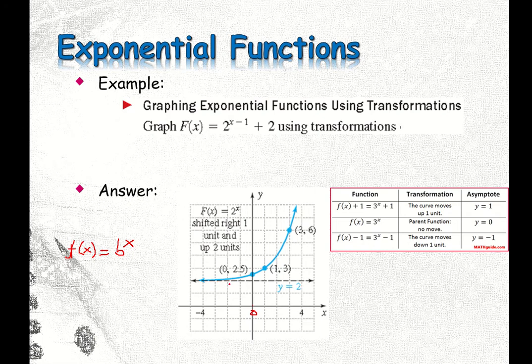In the standard graph of the exponential function, we have the y-intercept, that is at (0, 1), because when x is 0, b to the 0 equals 1. Okay, so that's it for exponential functions.